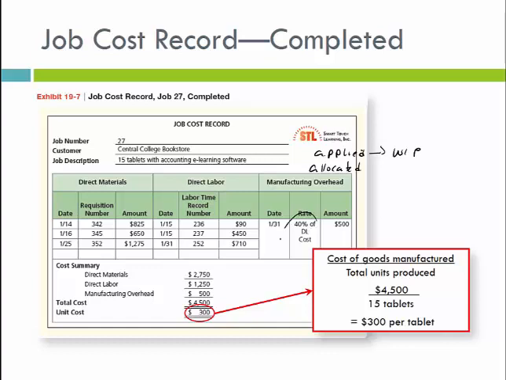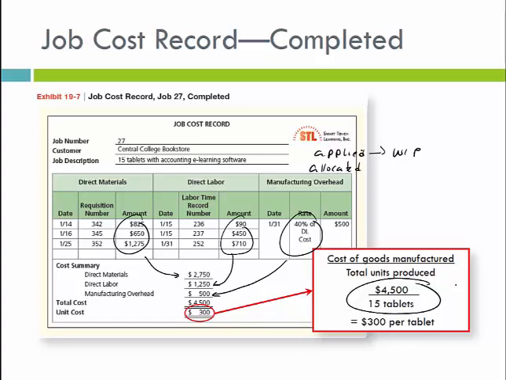So in this case, these people were using 40% of direct labor dollars. So you can see they added up the total materials here. They added up the total labor here. And then they took that labor times 40%, and that's what they put into manufacturing overhead. So you add the three together, you get 4,500 divided by 15 tablets, and so that ends up giving you $300 per tablet is their cost.